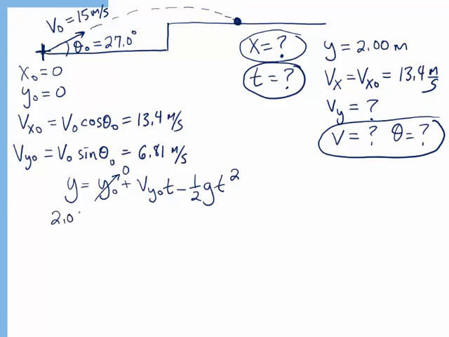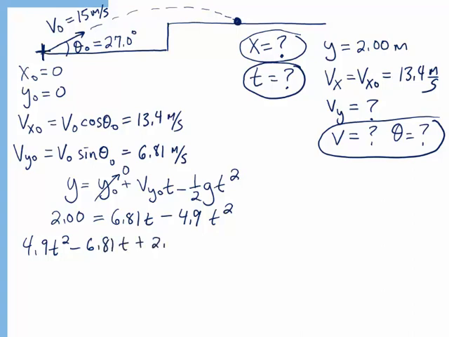Y is 2.00. Vy naught is 6.81 times t, and then minus 1/2 times 9.8. I'll just do the math. That's 4.9 t squared. I'm going to now bring everything over to the left-hand side. So 4.9 t squared minus 6.81 t plus 2 is equal to 0. At this point then, you need to plug into the quadratic formula. Make sure that you do that.